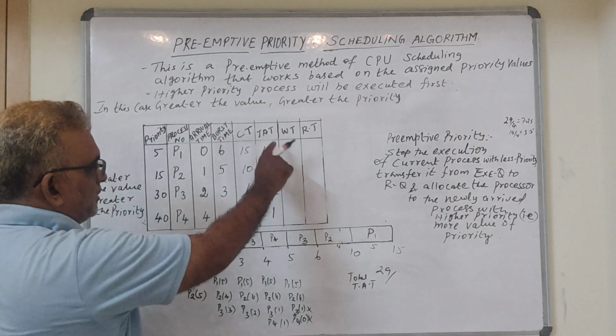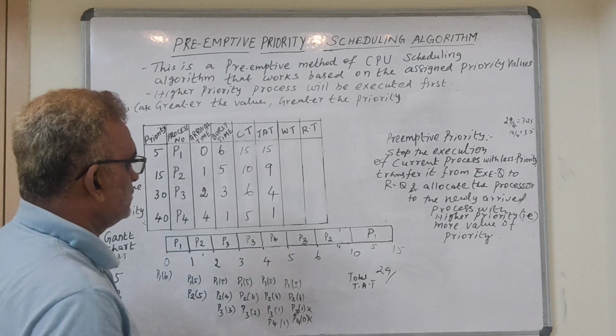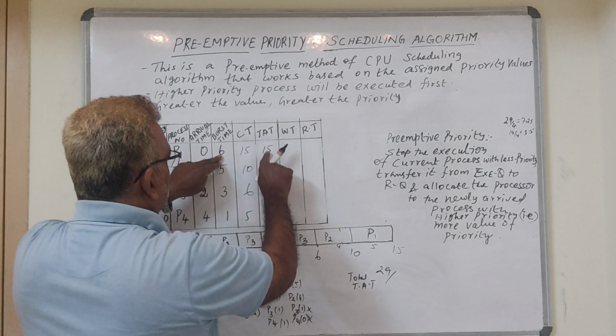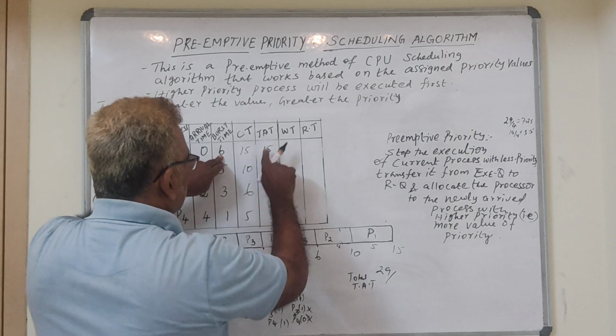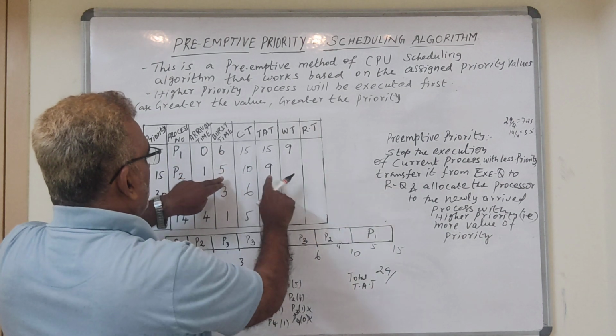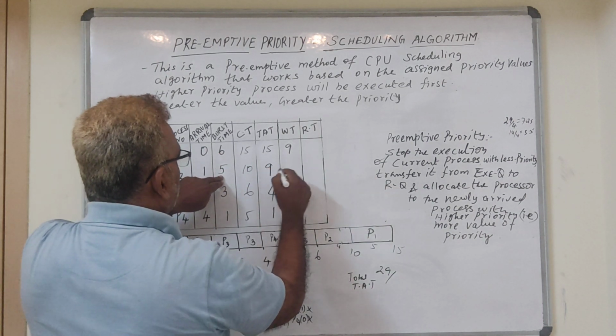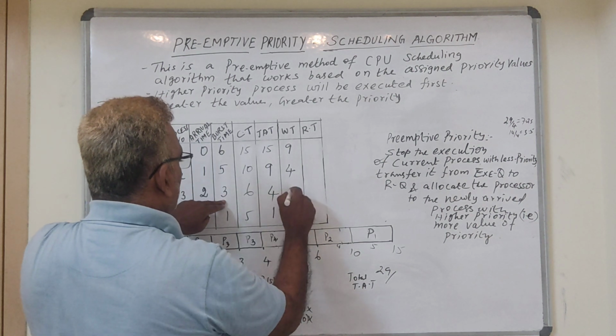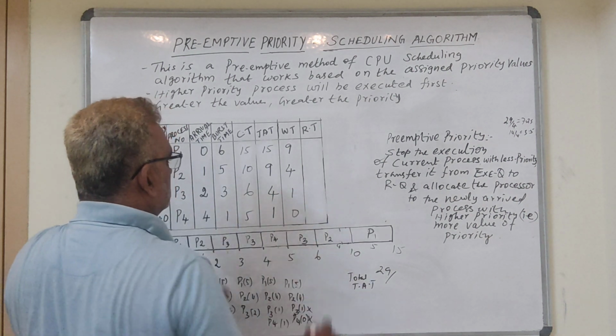Similarly we can calculate the waiting time. The waiting time is calculated as turnaround time minus burst time. So 15 minus 6 is 9. 9 minus 5 is 4. 4 minus 3 is 1. 1 minus 1 is 0.